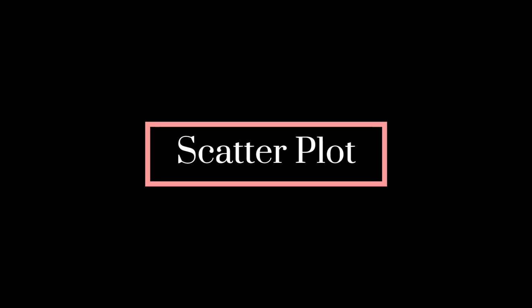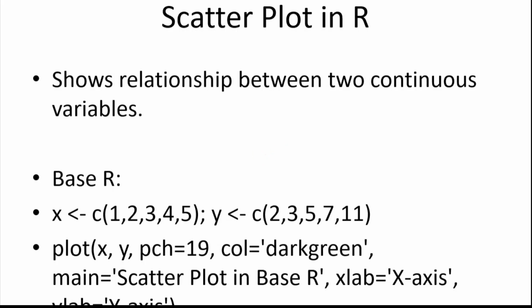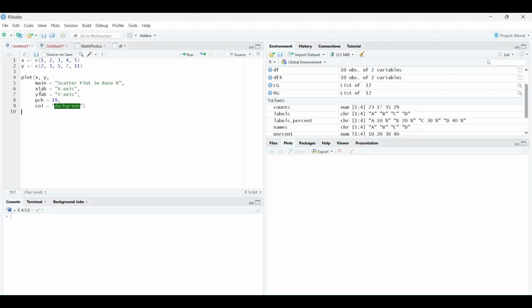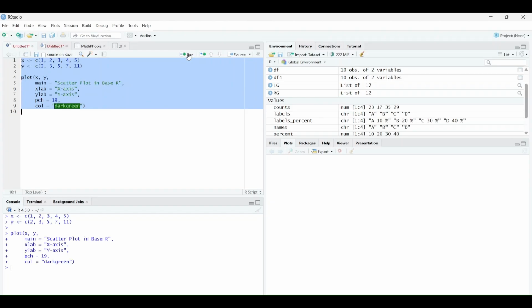Scatter plot. Scatter plots are used to show relationships between two continuous variables. In base R, we define two numeric vectors, x and y, and use the plot function. The pch parameter controls the shape of the points. Here, we use 19 for solid circles, and col sets their color. When we run this, we'll see the points forming a general upward trend, suggesting a positive correlation between x and y.